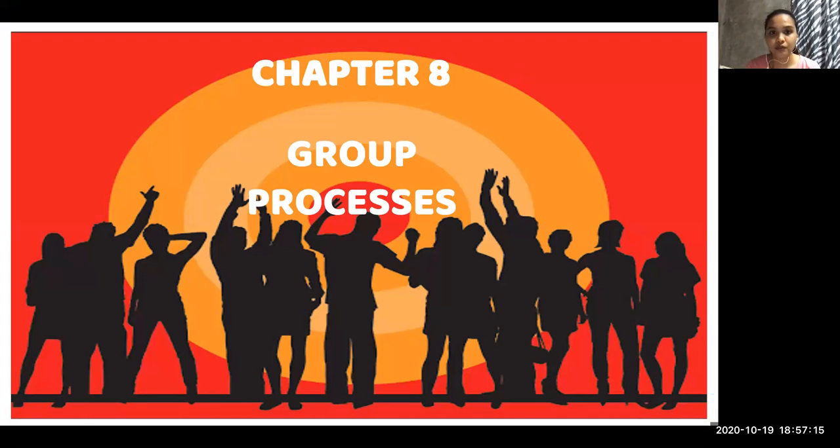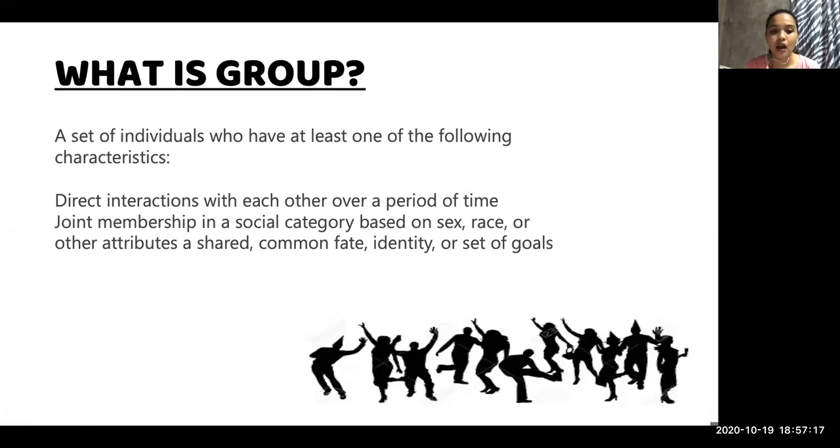So, first, what is a group? A group refers to two or more people who share common meaning and evaluation of themselves and come together to achieve common goals. A group is a set of individuals who have at least one of the following characteristics: direct interaction with each other over a period of time, joint membership in a social category based on sex, race, or other attributes, a shared common faith, identity, or set of goals. So every organization is a group.